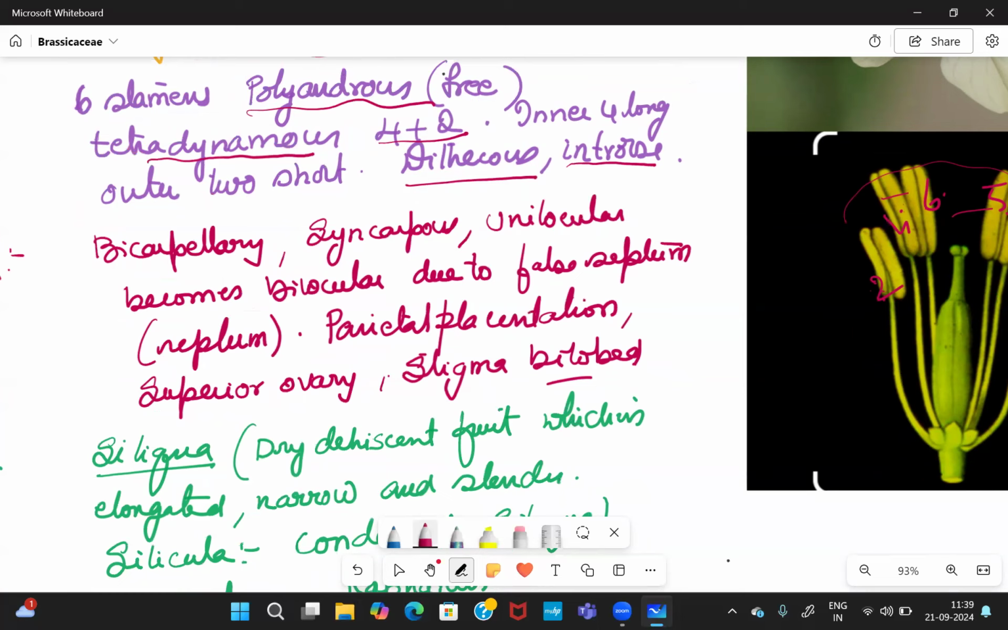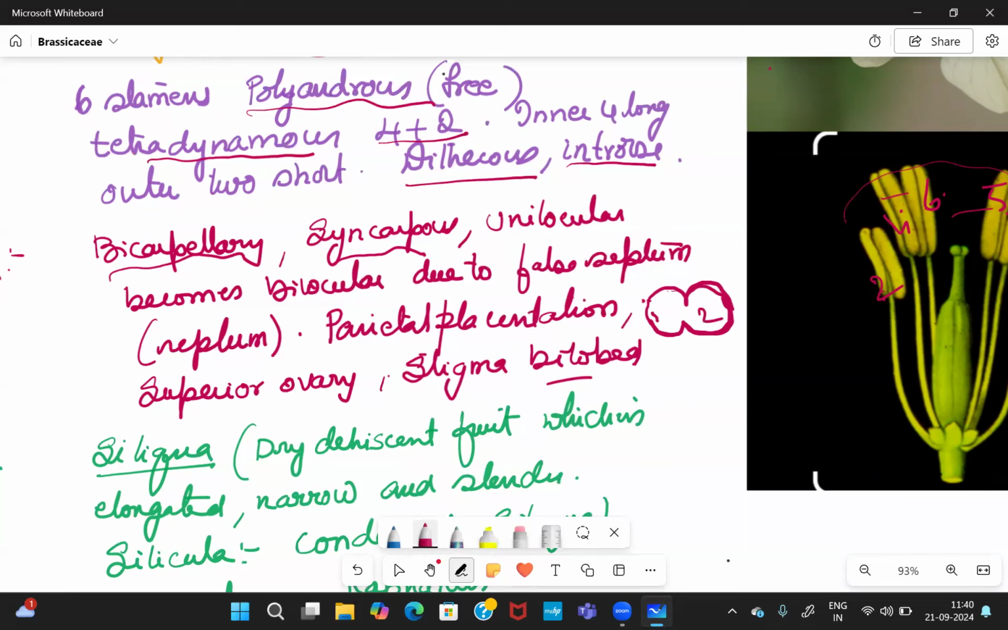Then come to the gynoecium: bicarpellary, syncarpous. When you see this mustard carpel, bicarpellary, I said, mustard ovary. See, these are the 2 carpels. They are showing parietal placentation. The ovary wall is folded like this, partially folded. This one is one carpel, this is another carpel.